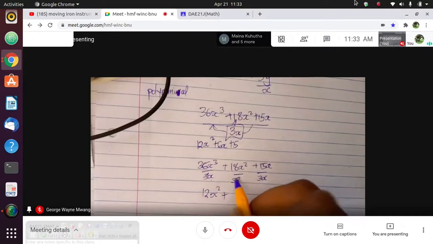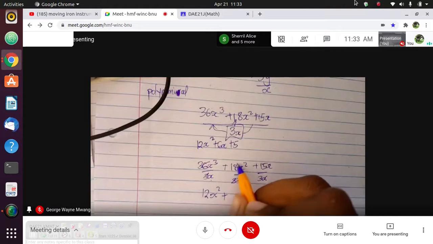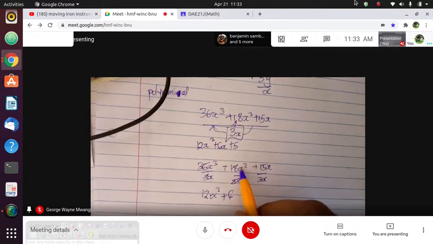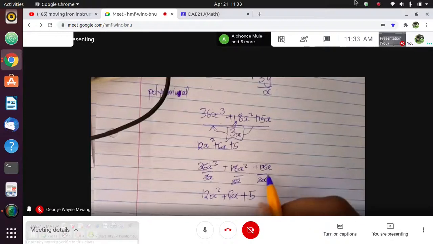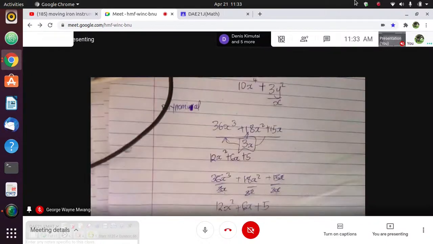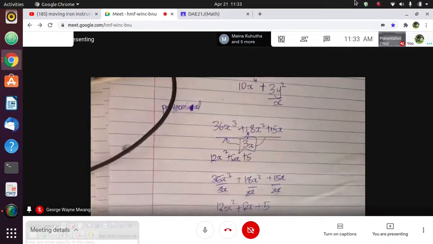Plus 3 divides 18 6 times, so 6. Indices, x squared divided by x inakuwa ngapi? x. Plus 3 divides 15 5 times, so plus 5. The x's zina cancel, so inabaki that is your simplified answer. Do you have a question up to there? Any question?